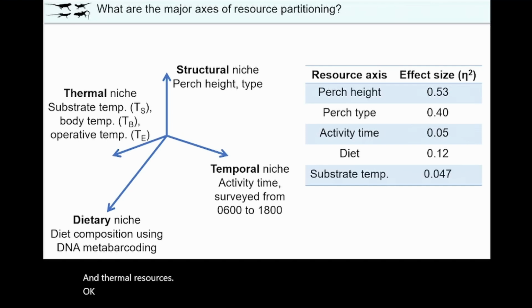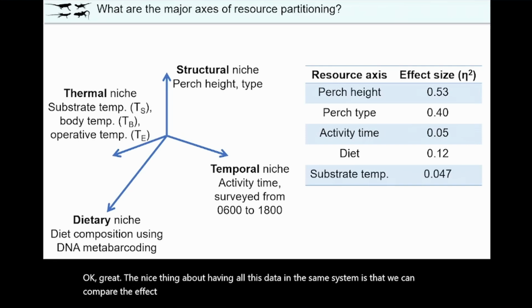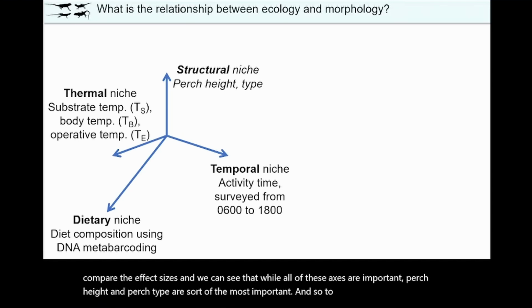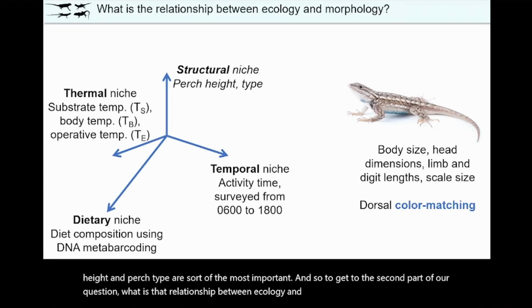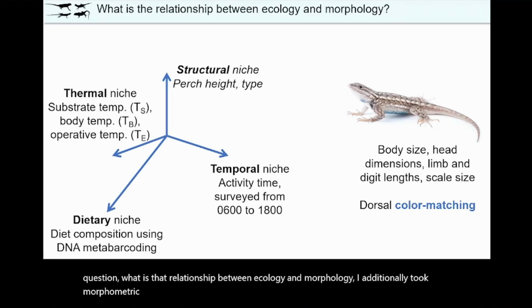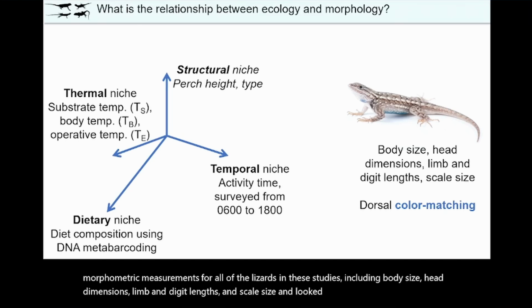The nice thing about having all this data in the same system is that we can compare the effect sizes, and we can see that while all of these axes are important, perch height and perch type are the most important. To get to the second part of our question, what is the relationship between ecology and morphology? I additionally took morphometric measurements for all of the lizards in these studies, including body size, head dimensions, limb and digit lengths, and scale size, and looked at dorsal color matching.